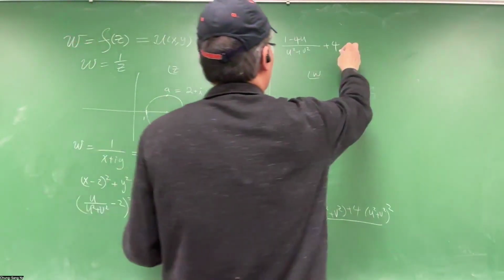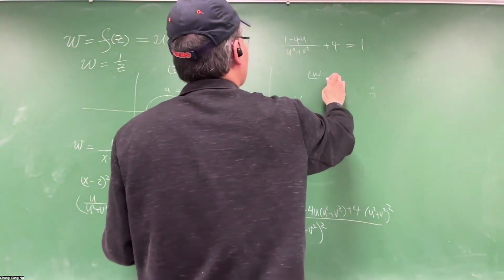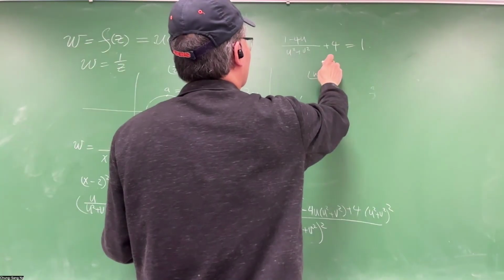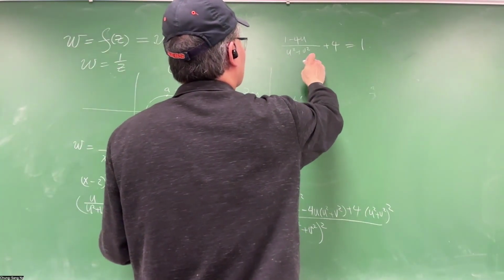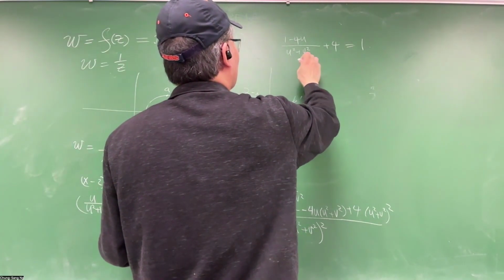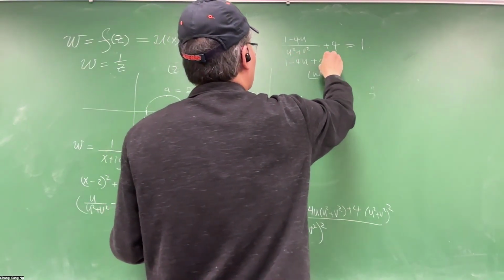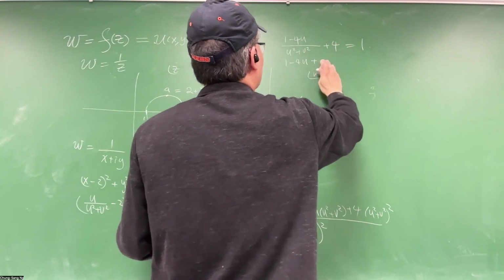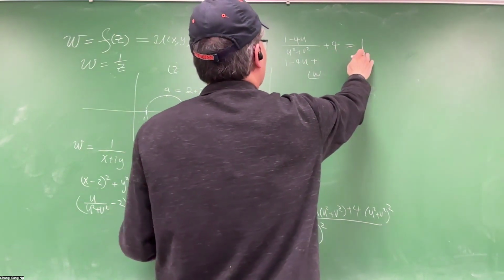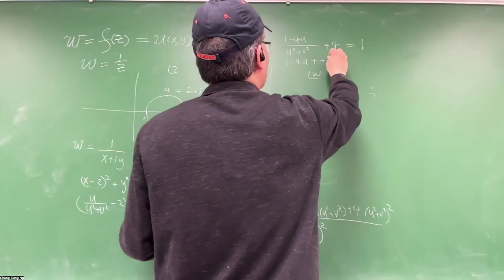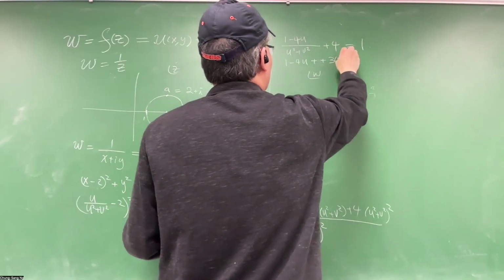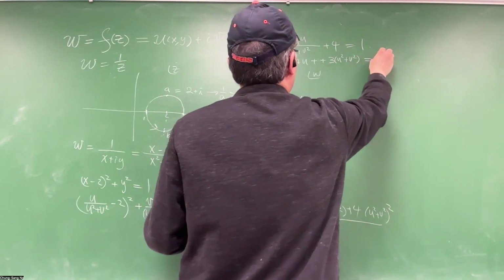So that equals 1, right? Now you can multiply by u squared plus v squared, so 1 minus 4u plus 4. Or actually, you can combine the two first. Subtract, and that gives 3 times (u squared plus v squared) minus 4u plus 1 equals 0.